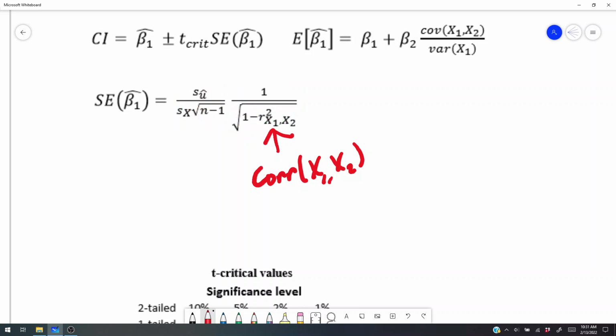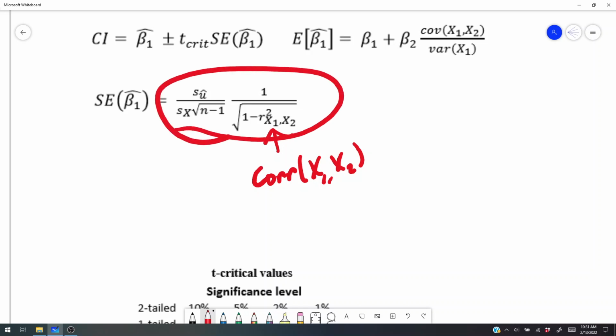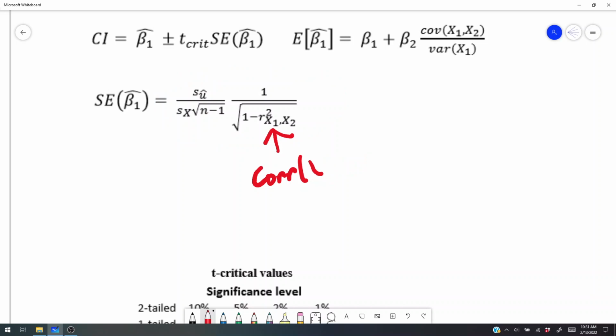So make sure you're familiar with what those inputs are in this recipe, because those are the only things that are going to determine the efficiency of your OLS estimate. So very important things.